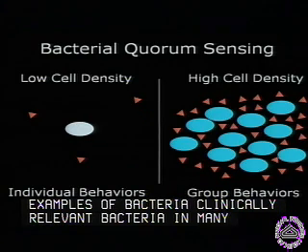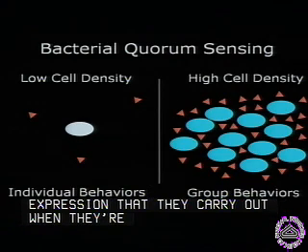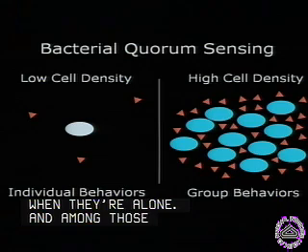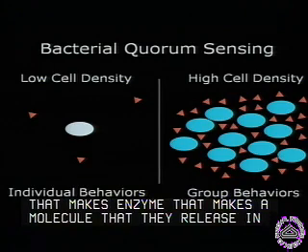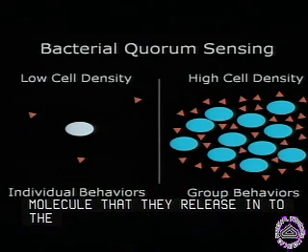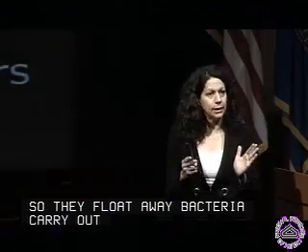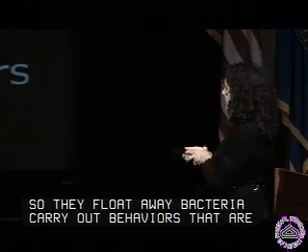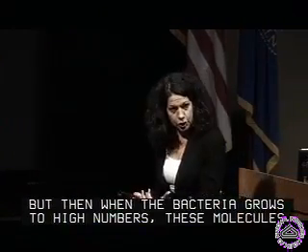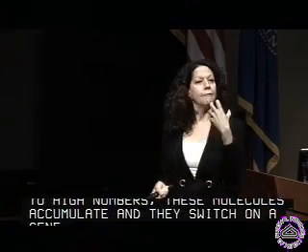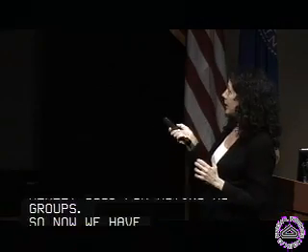of gene expression that they carry out when they're alone. And among those genes is a gene for a synthase that makes an enzyme that makes a molecule that they release into the environment. So at low cell density, those molecules float away, and the bacteria carry out behaviors that are selected for being an individual. But then when the bacteria grow to high numbers, these molecules accumulate, and they switch on a gene expression pattern that's really good for acting as groups. And so now we have a fancy name for this. We call it quorum sensing.